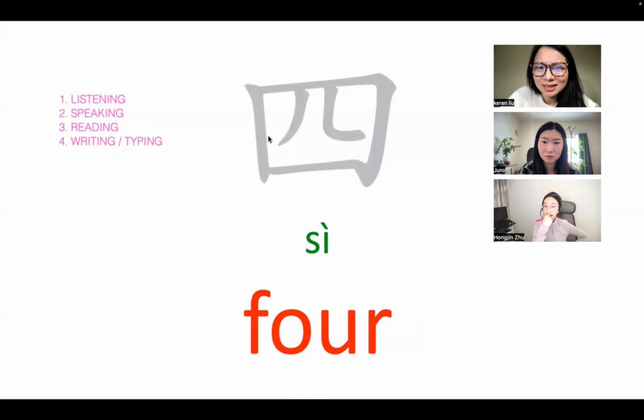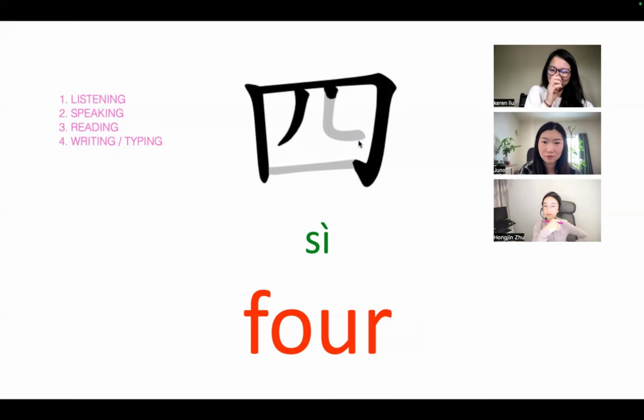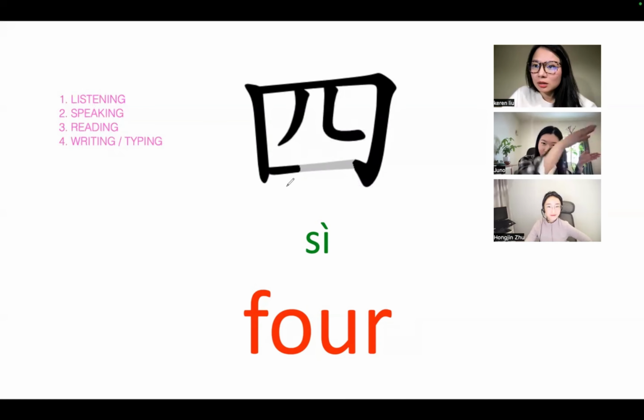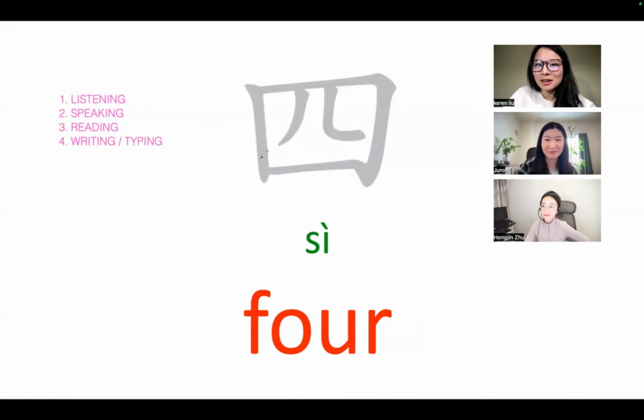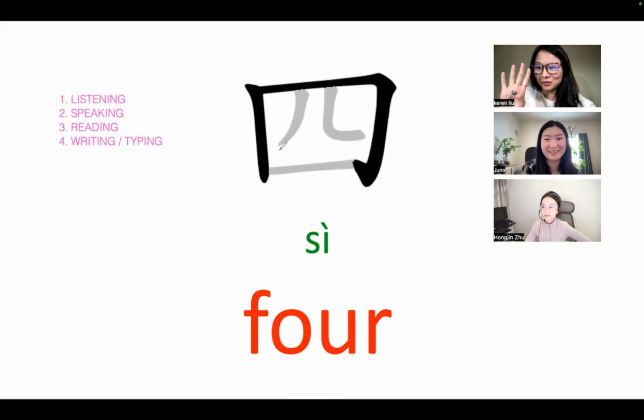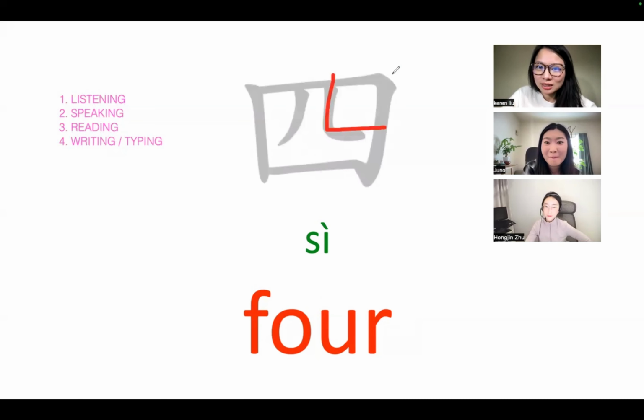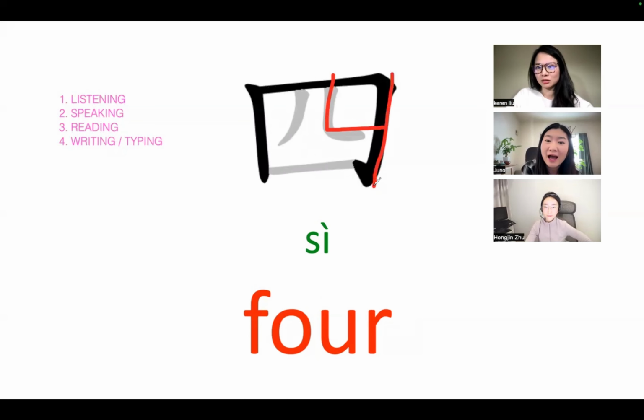为什么四看起来是这样? I got different answers from my students. Okay. Because there are 4 options or because there are 4 corners, so it's 4. I have a student who told me this. You can see number 4 in this character.